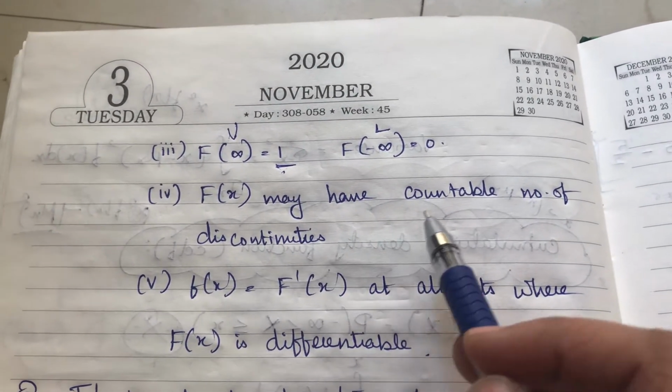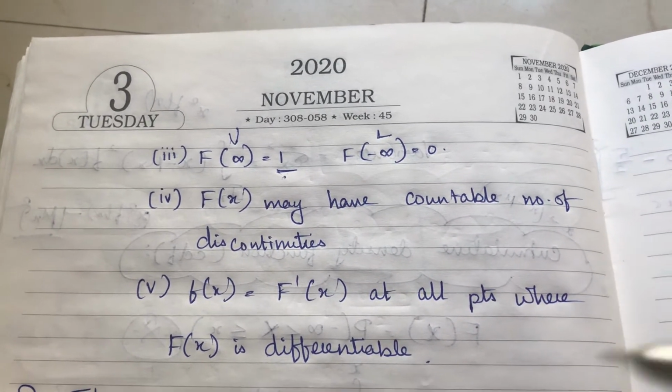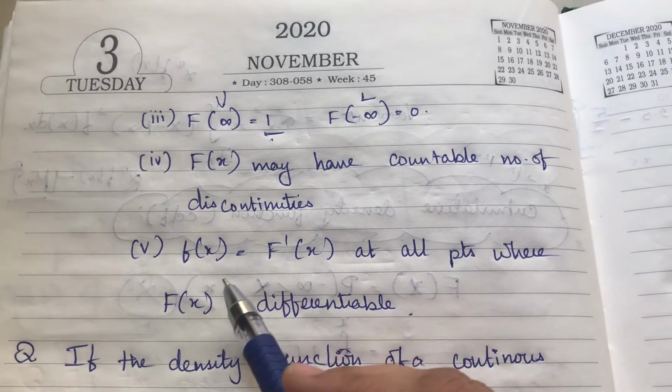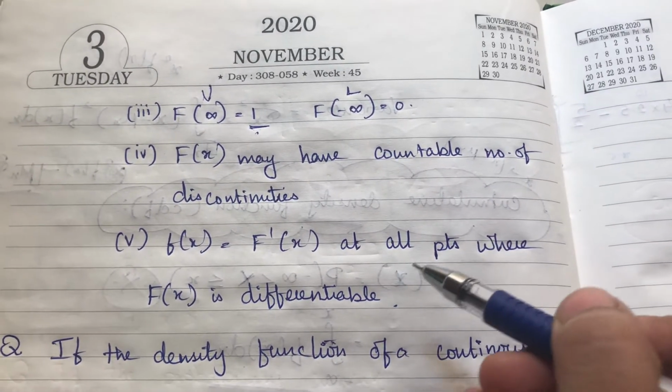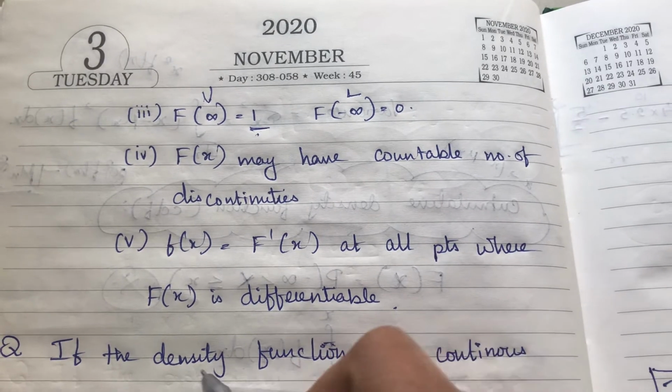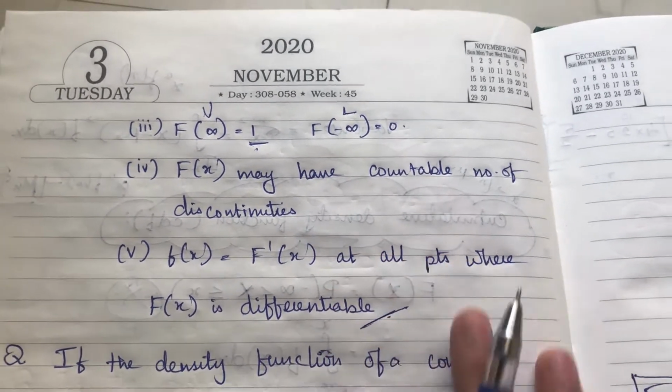F of x may have a countable number of discontinuities. So they may have a countable number of discontinuities. F of x is equal to f dash of x at all the points where F of x is differentiable. So F of x should be differentiable.